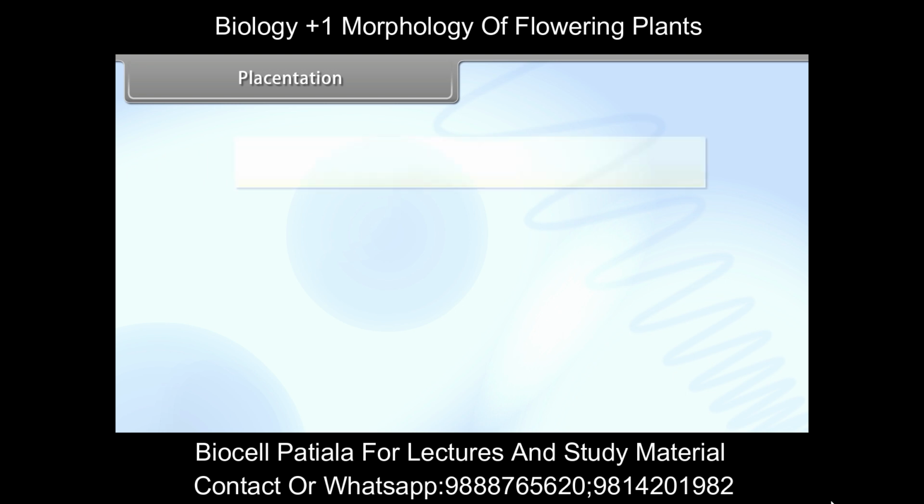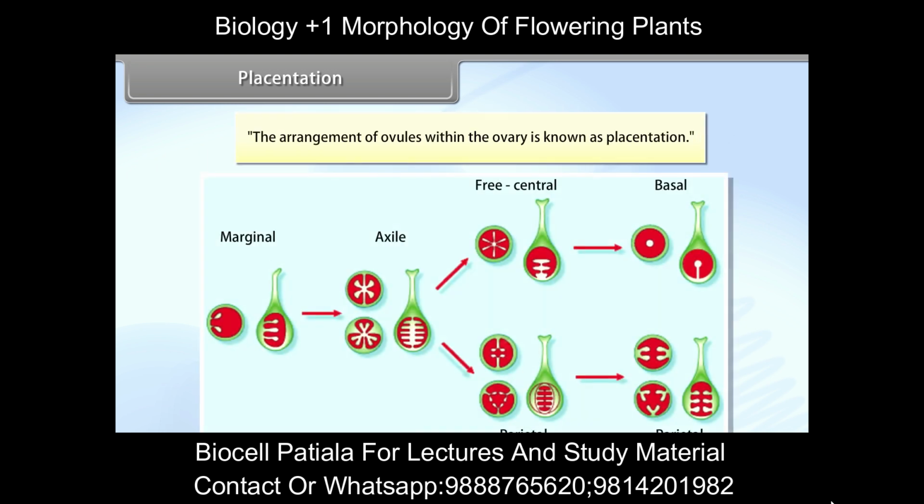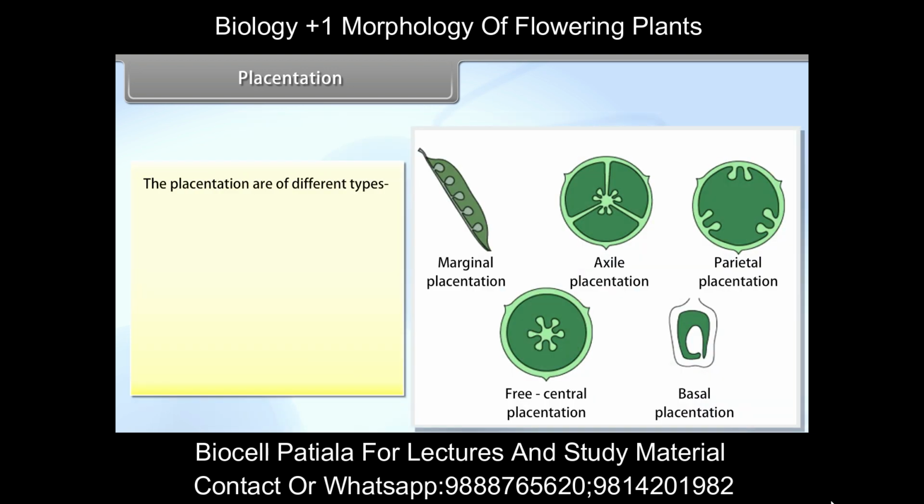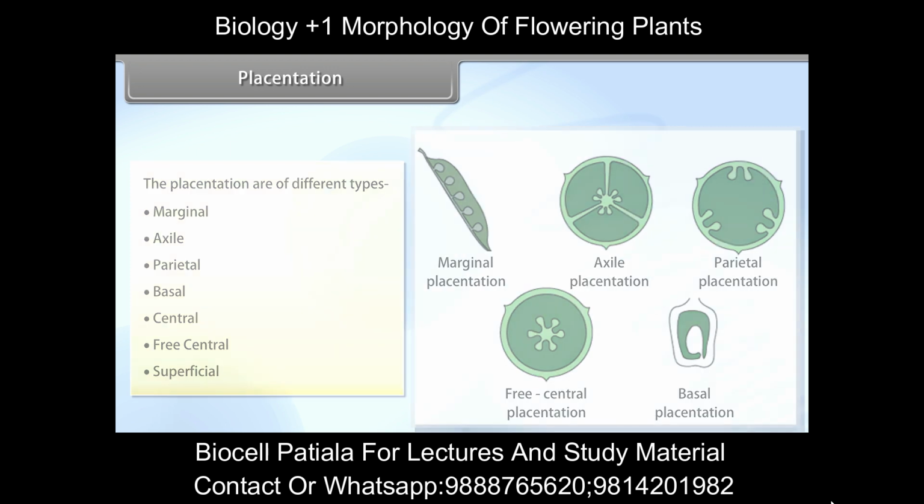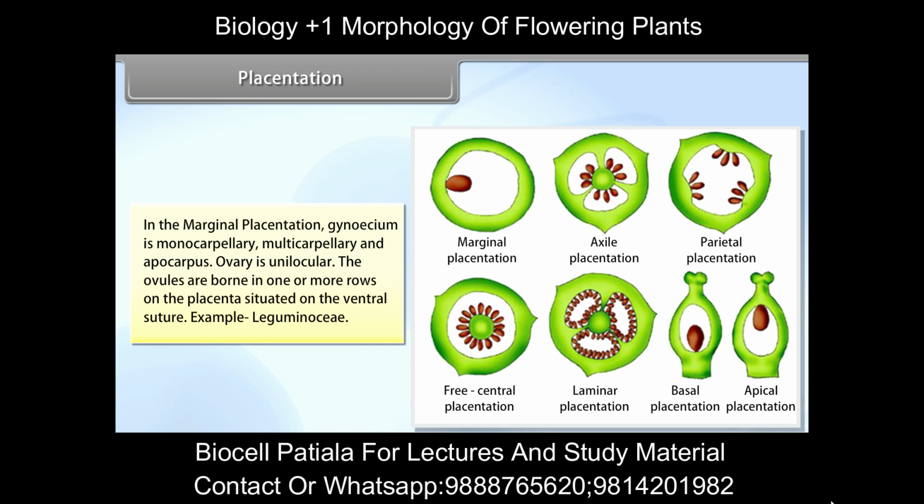Placentation. The arrangement of ovules within the ovary is known as placentation. The placentation is of different types: marginal, axile, parietal, basal, central, free central, superficial. In the marginal placentation, gynoecium is monocarpellary and apocarpous. Ovary is unilocular. The ovules are borne in one or more rows on the placenta situated on the ventral suture.